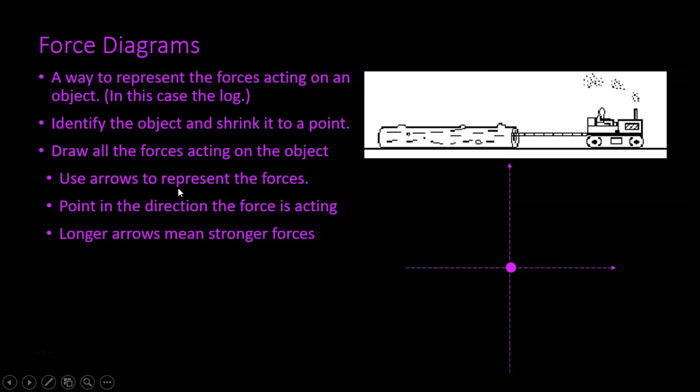Next, we want to draw all the forces acting on the object, and to do this we're going to use arrows to represent the forces. The arrows are going to point in the direction the force is acting, and longer arrows mean stronger forces, and of course shorter arrows mean weaker forces.